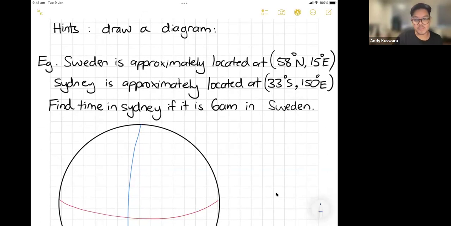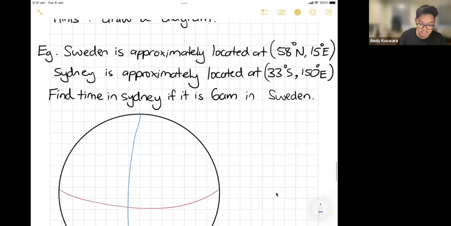Let's say, for example, Sweden is approximately located at 58 degrees north, 15 degrees east. Sydney is approximately located at 33 degrees south, 150 degrees east. Find the time in Sydney if it's 6 a.m. in Sweden. This is a stacked question, and if I just gave it to you on your own, I'm sure there are nicer ways to figure it out in your head. But I want you to put it down on paper for the first couple of times until you're confident that you've picked up the pattern yourself.